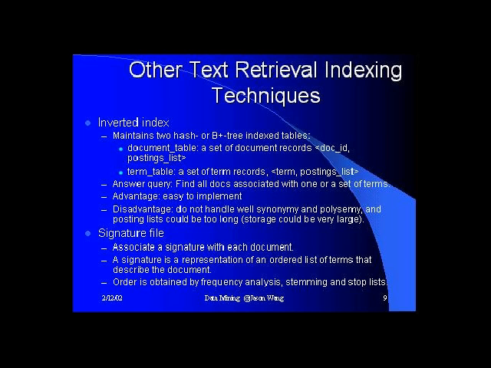A signature file is another retrieval technique for keyword-based retrieval. What this does is that we associate a signature with each document. So each document is represented by a signature. Okay? A signature could be a number, could be something else. And then a signature is a representation of an ordered list of terms that describe the document. When we do the retrieval, we can do the signature matching. So you do integer matching, and you can find the documents that contain a particular keyword. Okay, so that's a signature file.